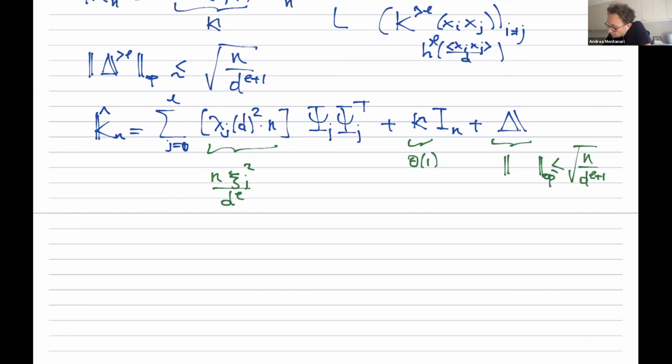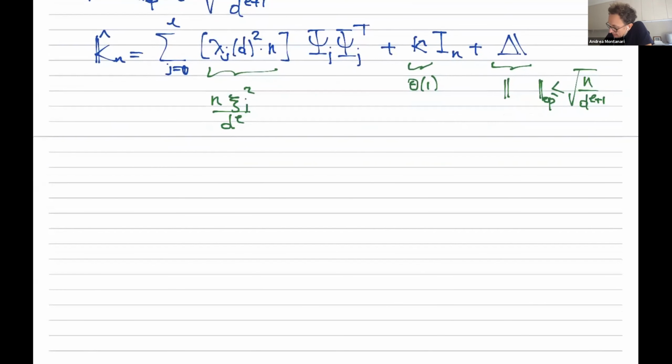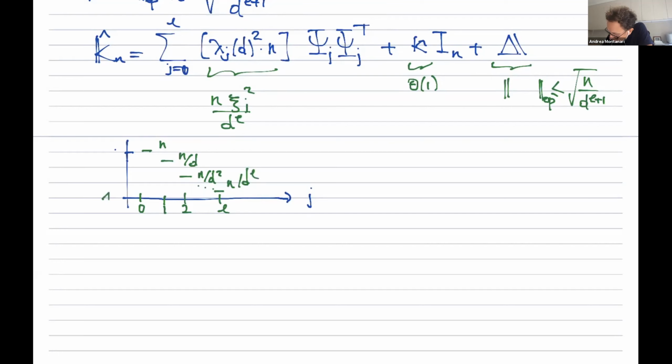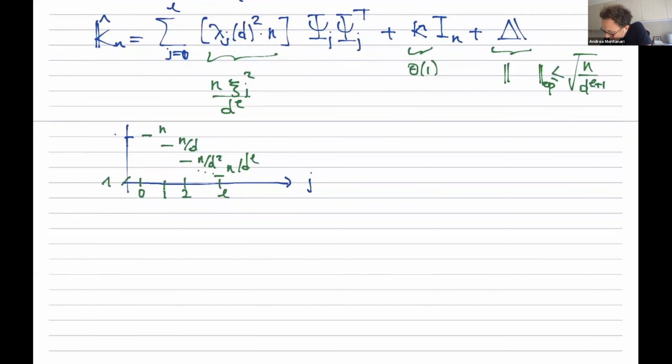So if I neglect that, what do the eigenvalues look like? You see, these x_i's are constant, so the first eigenvalue is of order n. As I go up in j, with j equals 0, 1, 2, up to L, the top eigenvalue is of order n. The second is a group of dimension d of eigenvalues of size n over d, then n over d squared, and so on, going down to n over d to the L. So let's say that this is level 1. I'm doing some sort of logarithmic scale here.